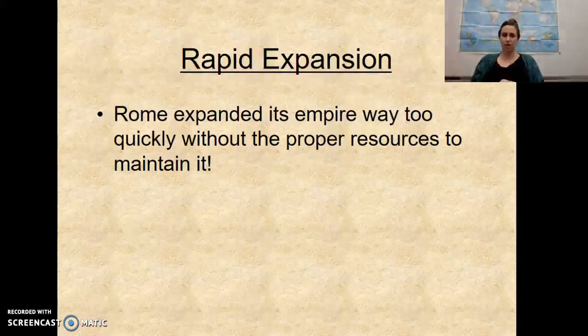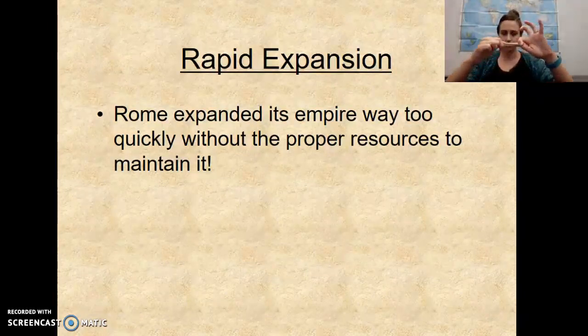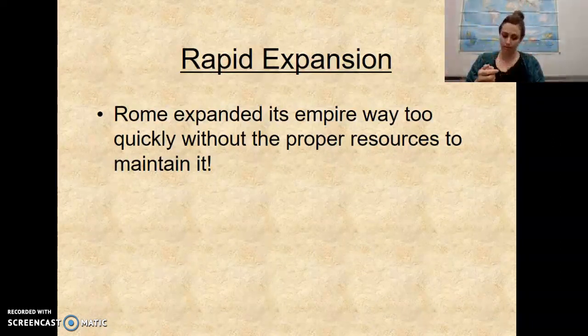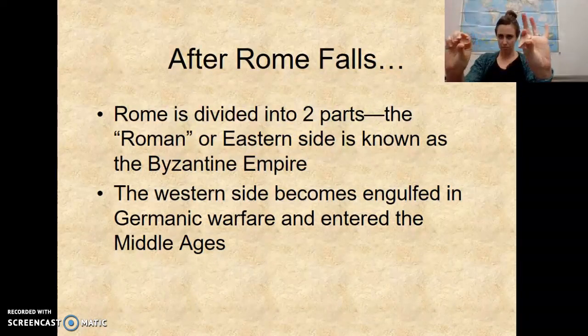Okay, but my favorite, told you, silly buddy, right? Rapid expansion. So Rome just simply expanded its empire way too quickly without the proper resources to maintain it, okay? So there's a couple things that happen, right, when we have silly putty and we try and expand it. So first off, easy to remember, Rome stretched itself too thin, right? It did not have the resources that it needed. However, okay, ready? If you pull hard enough, it becomes two. See this?